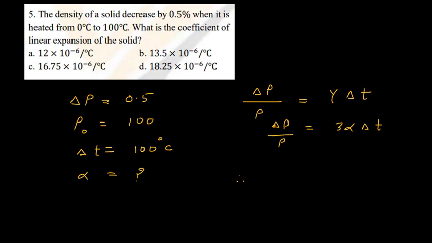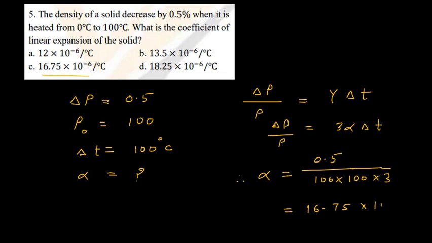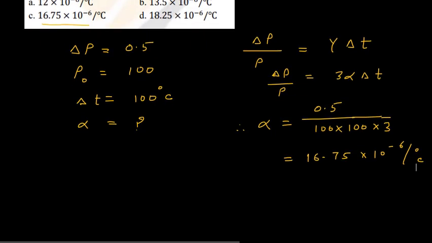So when we solve, we get the value of alpha as delta rho, that is 0.5, divided by initial density 100 we are considering, there is a change of 0.5, into delta T which is 100, and into 3. So when you solve this, you will get approximately the value as 16.75 into 10 power minus 6 per degree Celsius. Okay, this is the required answer, right? Okay, let us move to the next problem.